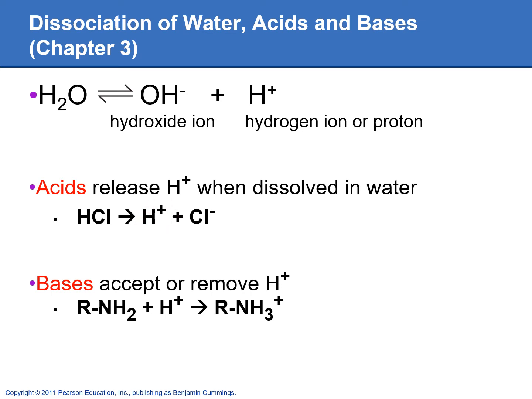And then bases will do the opposite. So when you throw them into water, this base, the R is just the rest of whatever the molecule is. So maybe this is a protein here with this amino group on here. And when we put this into water, it will accept or remove the hydrogen ions, because when you go on to the other side, you can see that the hydrogen ion is now gone. Okay, it has now attached itself to this protein and it's disappeared. So bases are going to accept or remove hydrogen ions and get rid of them.